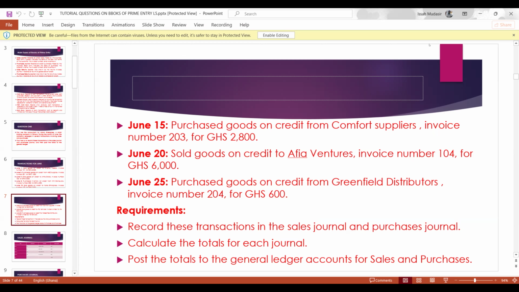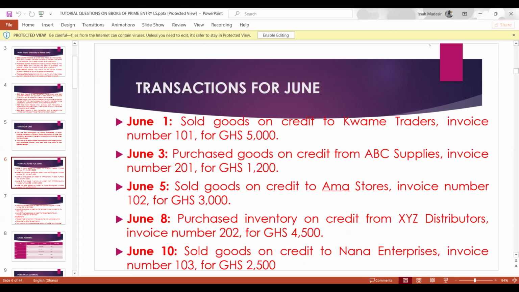Good. Then I'll go back so that we'll look at it. Good. These are the transactions for the month of June. Sold goods on credit to Kwame Traders. This is the invoice number, and this is the amount.